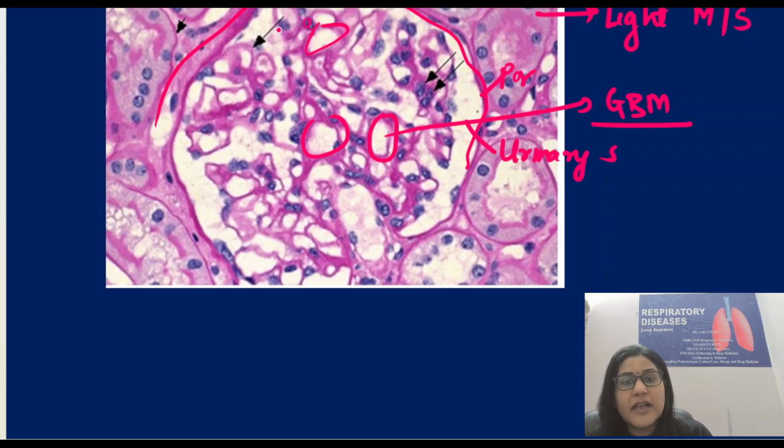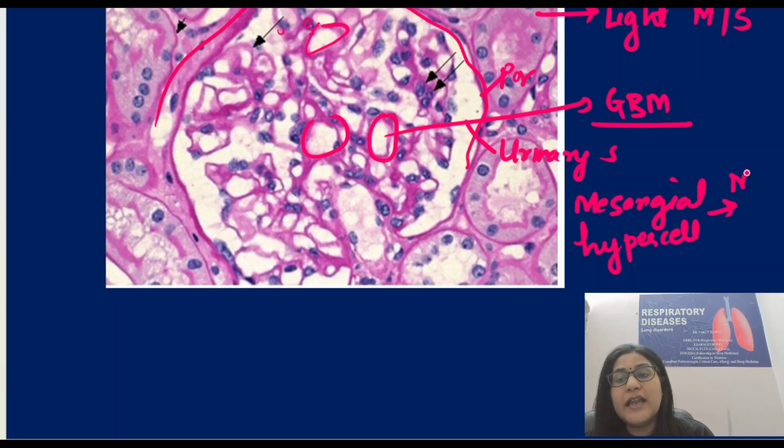And what are these blue cells? These are the nuclei of the mesangial cells. Nuclei of the mesangial cells. Now in any pathology, if the mesangial cells are increasing in number, that is called mesangial hypercellularity, which you find most commonly either in MPGN or in post-streptococcal glomerulonephritis.